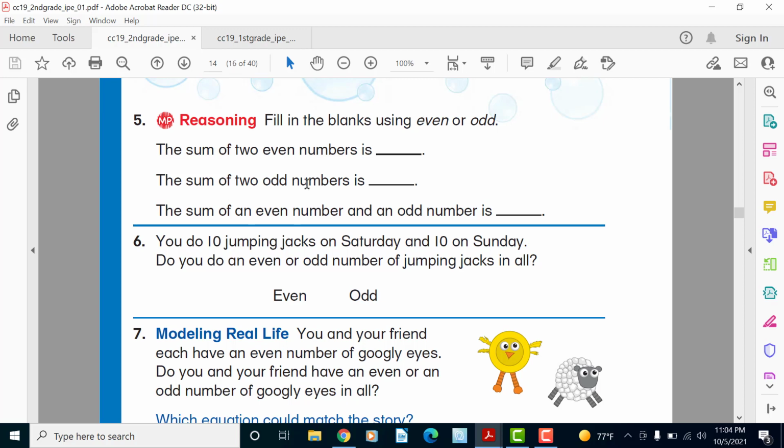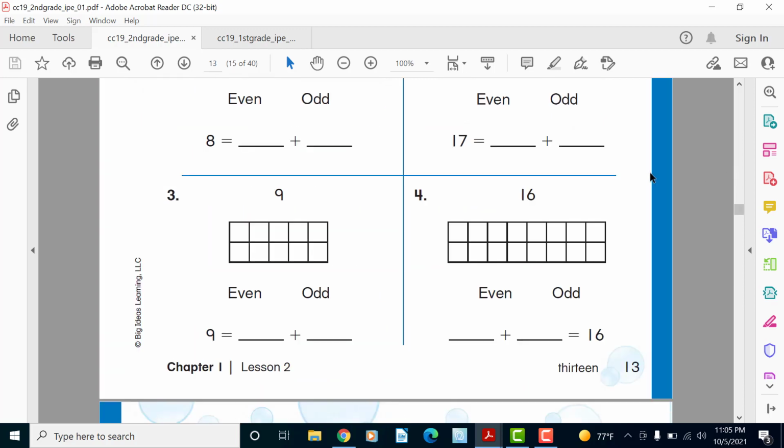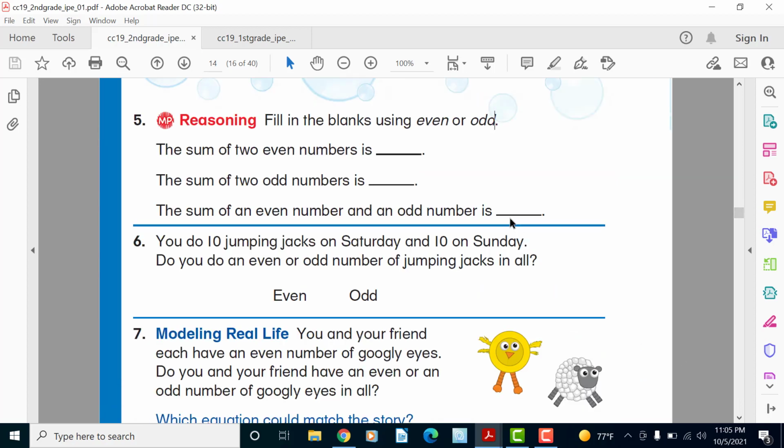The sum of two odd numbers. Choose two numbers that you know are odd numbers. Add them together. Use linking cubes if you need to. Write down, is that even or odd? And then the sum of an even number and an odd number. Now, if you need help thinking of some numbers you could add together, you can come back a page here to see what you did on the previous page. See if you have some where you've got even and odd, or odd and odd, or even and even, and see, are those sums even or odd?